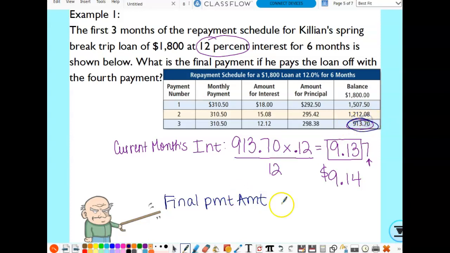So we're going to take this $913.70 again, and we're going to add in this $9.14, which would be $922.84. So if Killian wanted to pay off his loan with the next payment, instead of paying 3 more payments of $310.50, he would have to pay $922.84.